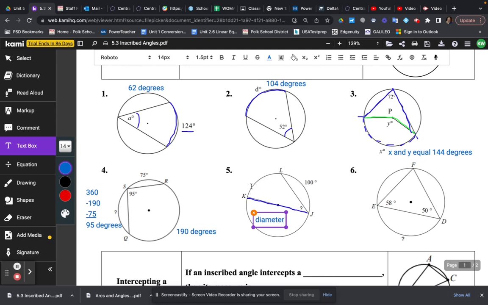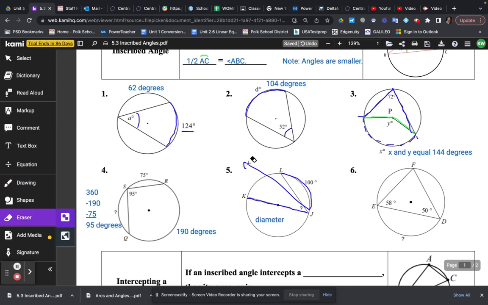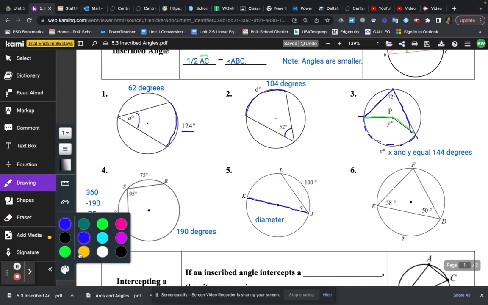So there's kind of a two-step process. We're going to start by taking this 100-degree arc that we see right over here. Do you see it? Right there? And subtracting from 180 degrees to figure out what arc KL is. So when we do that, we'll only have this particular section right over here.